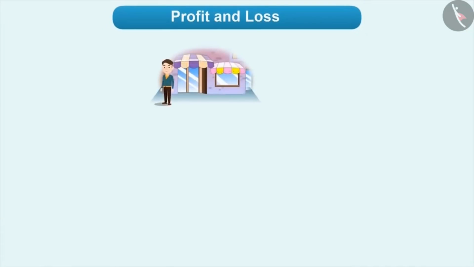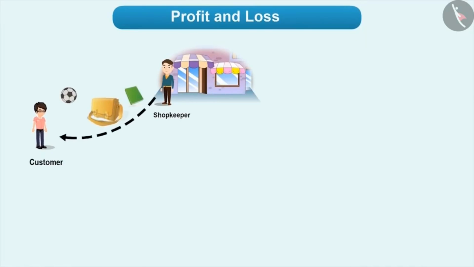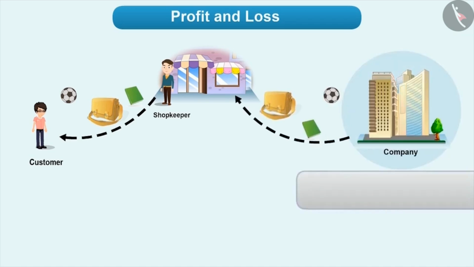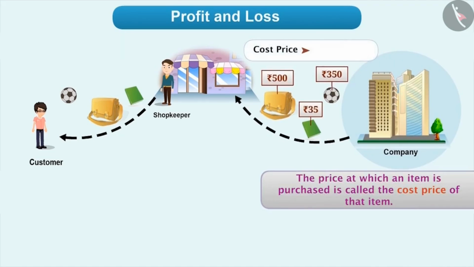Have you ever wondered how a shopkeeper earns his livelihood? The shopkeeper sells goods to earn for his daily needs. And where does he bring these goods from? He purchases them from big shopkeepers or from the companies that make them. The price at which an item is purchased is called the cost price of that item. We write cost price in simple form as CP.